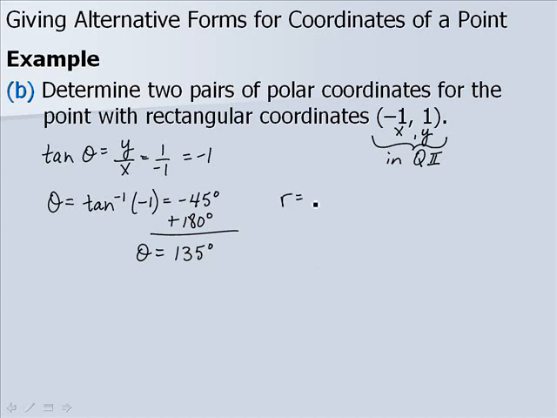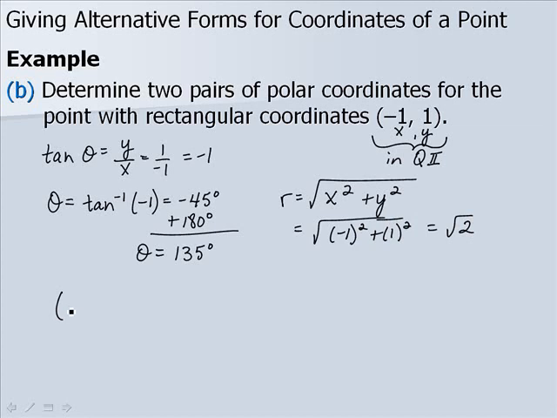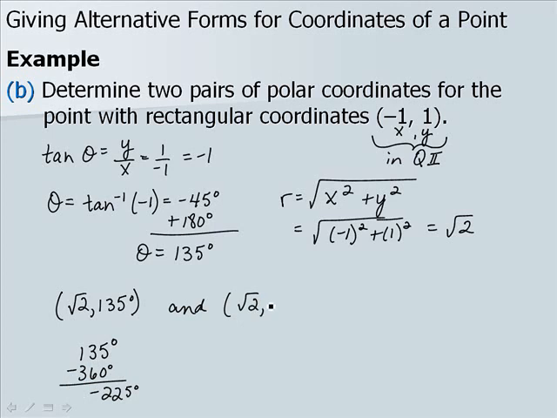Now let's find our r value. It's equal to the square root of x squared plus y squared. So we have the square root of negative 1 squared plus 1 squared, which is simply equal to the square root of 2. So we get 1 point is (square root of 2, 135 degrees). And then another point we could find would be to take 135 degrees and subtract 360 from it. We could have also added, but we'll then get negative 225 degrees. So that gives us another point.